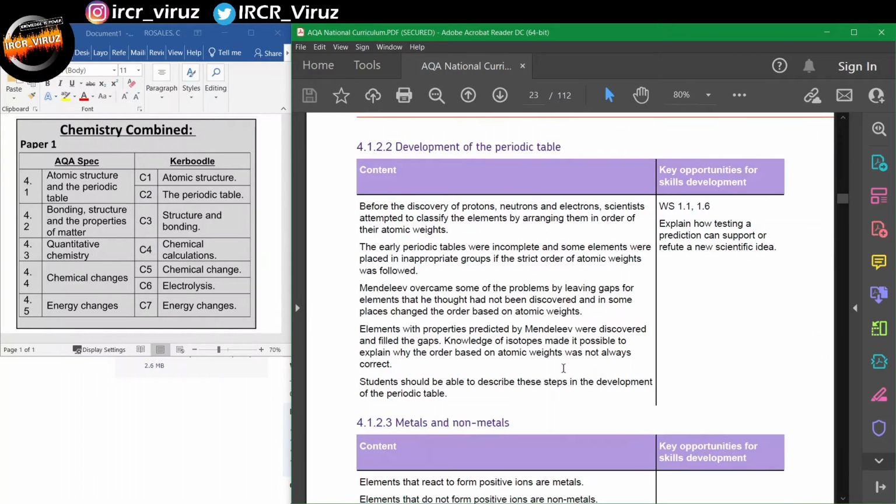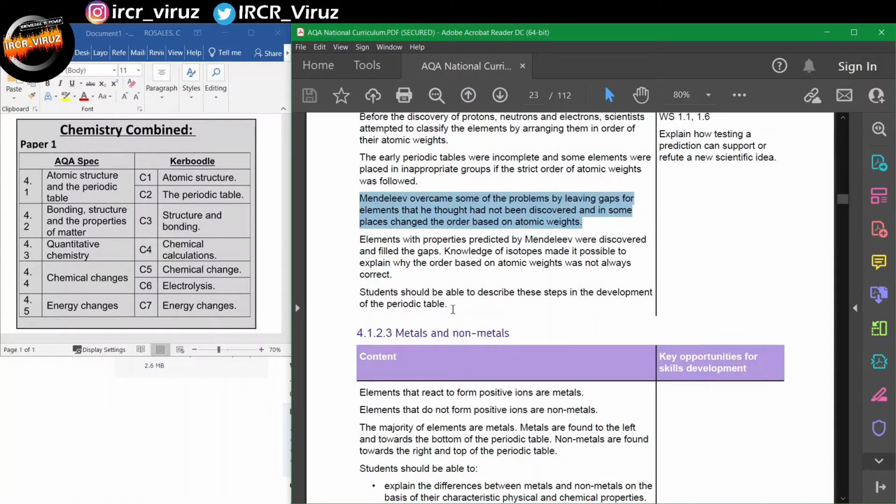Okay, in here, before the discovery of protons, neutrons, and electrons, scientists attempted to classify elements, arranging them in order of atomic weight, and that didn't quite work out because some elements would have higher atomic weight than others. A lot of the time you will have a question on how Dmitri Mendeleev's periodic table was successful and what makes it different from the other ones, and you want to say this. You basically want to say that he arranged them in order of atomic weight, but in some places changed the order, and the most important thing is that he left empty gaps for elements that had not been discovered yet.